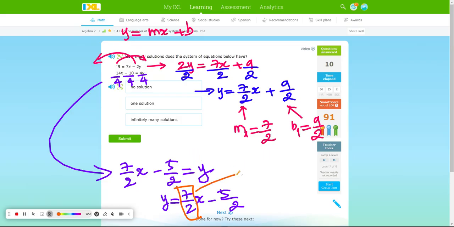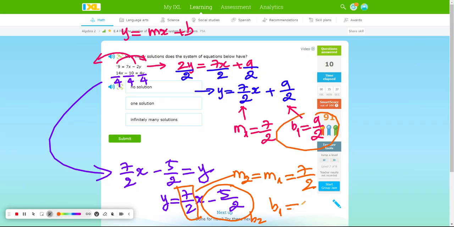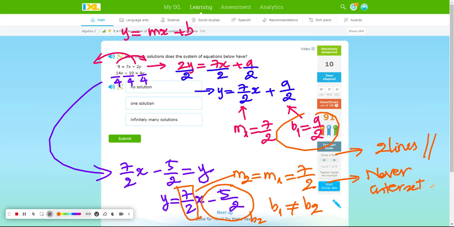So the second slope and the first slope are exactly the same. But b2 is different from b1. B1 and b2 are not the same. So therefore the two lines are parallel. What does it mean? It means they never intersect. Never intersect. So therefore, no solution.